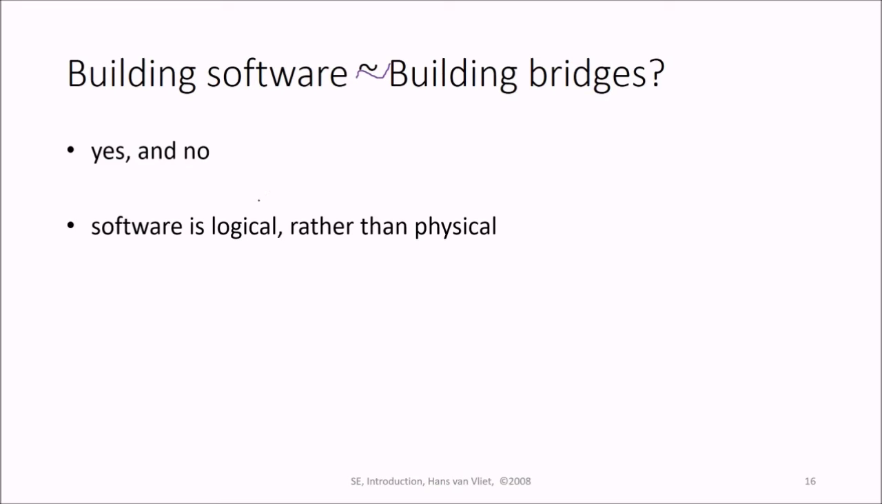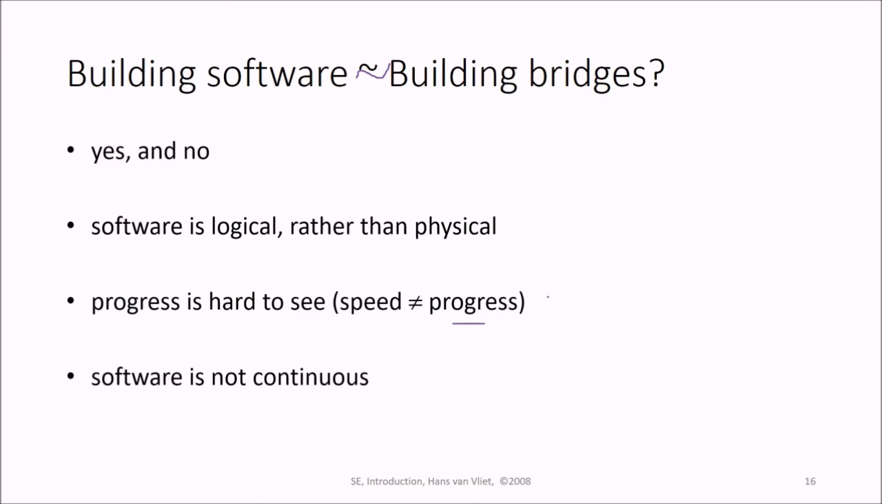It is not that much physical, like hardware or building bridges. That is why there is a difference. So progress is not easy to see. It is hard to perceive. So speed will not be equal to the progress. Software is not continuous. You cannot just employ certain manpower to make a bridge and try to define or find out in these many days this part was completed, in these many days these parts were completed.